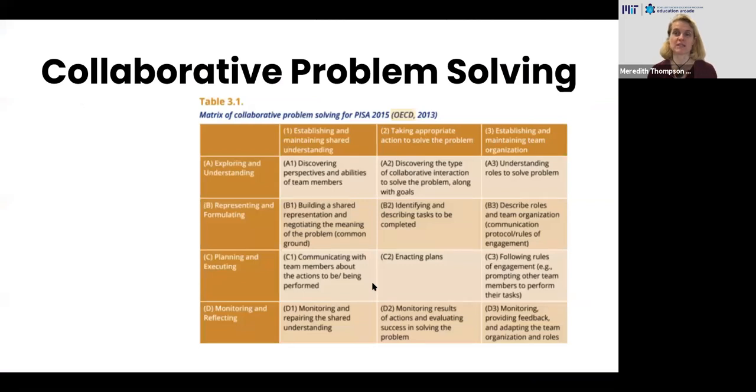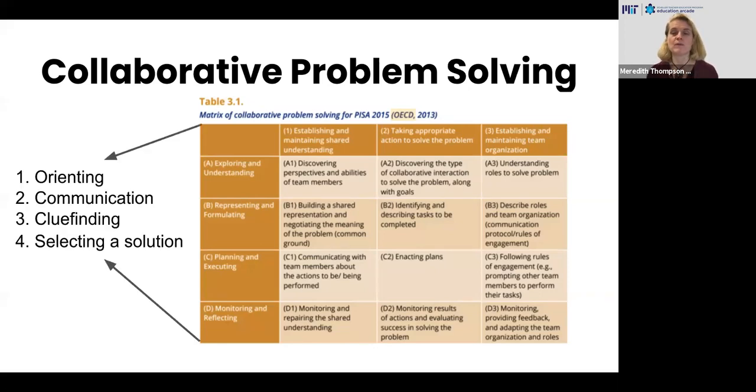One of the things that we're really interested in looking at for this particular study is collaborative problem solving. Collaborative problem solving skills are really important, especially in this day and age. And we've looked at lots of different research, and we've really boiled it down to 4 different categories. First, orienting to the situation. The next is communicating, figure out how you're going to communicate with your partner. The next piece is clue finding. What clues are you going to find in the cell? And finally, you have to select a solution.